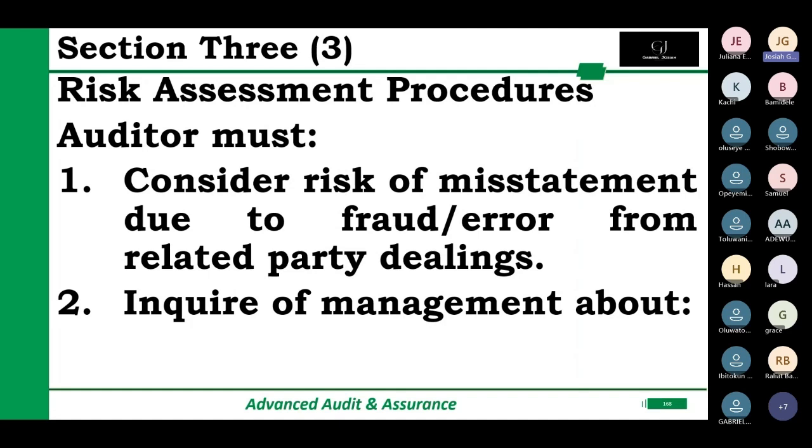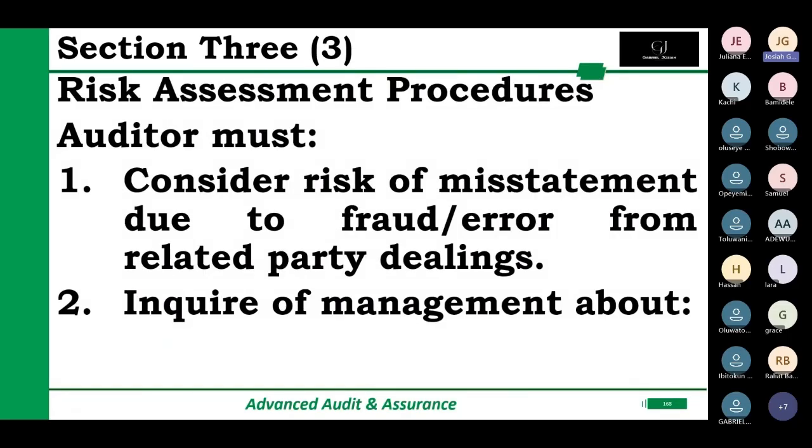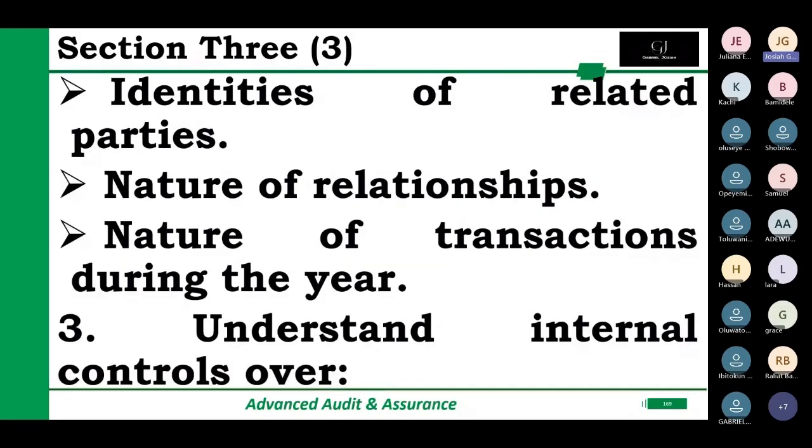So he needs to inquire of management about the identities of related parties after he has done his assessment, the nature of the relationships, and the nature of transactions during the year. So he needs to inquire during his risk assessment procedure. Also, he needs to understand the internal controls. That's what ISA 550 provides.